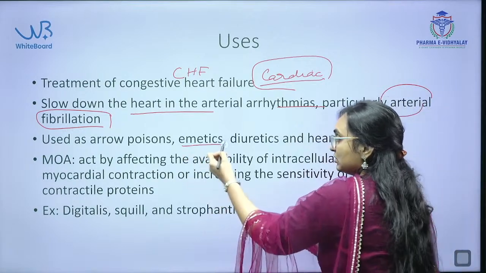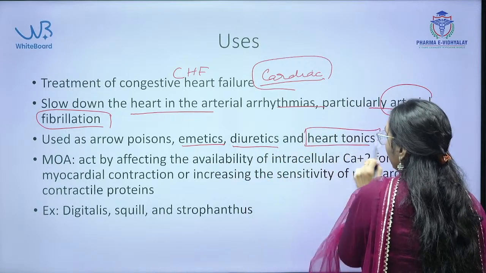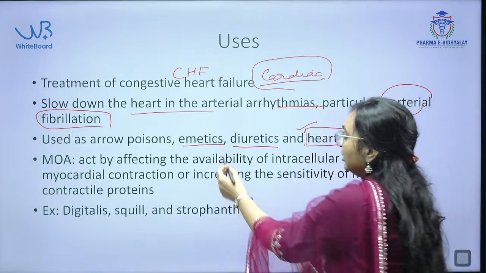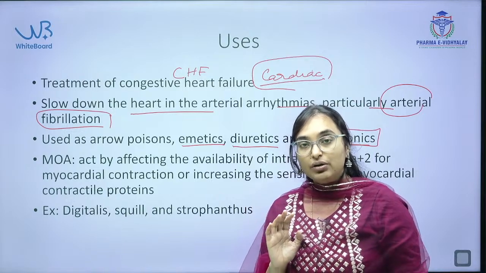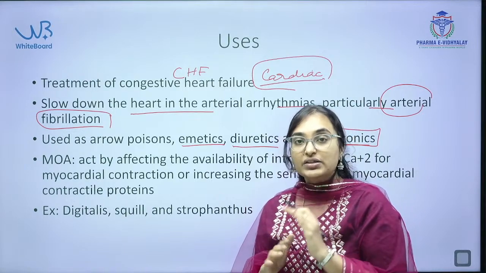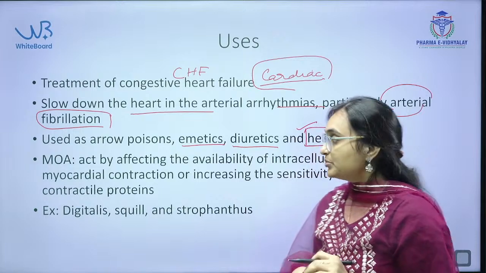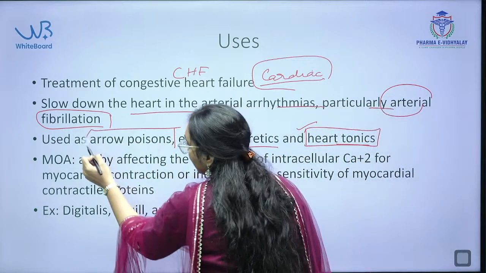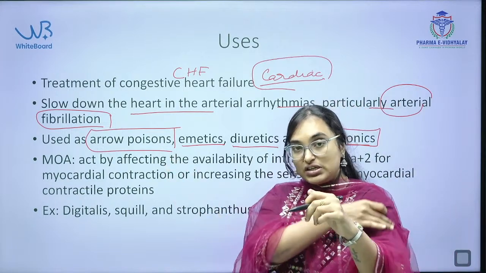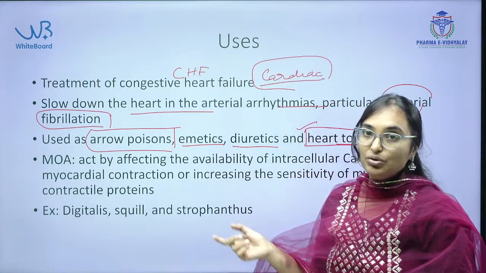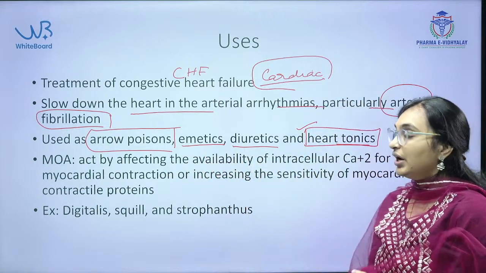Apart from that, cardiac glycosides also have other uses which we have to mention. Some of the drugs are used as emetics, diuretics and heart tonics. This we have already seen. One important point here is that cardiac glycosides have advantages as well as disadvantages. Most of the cardiac glycosides have toxicity problems, and in earlier ages they were used as arrow poisons. So, the poisonous nature is there for these cardiac glycosides. It is dose dependent. So, they are used as arrow poisons, emetics, diuretics and cardiotonics.